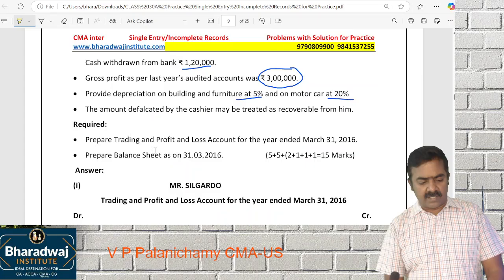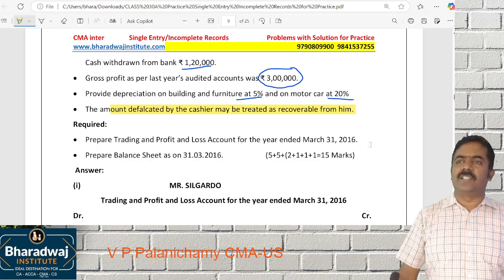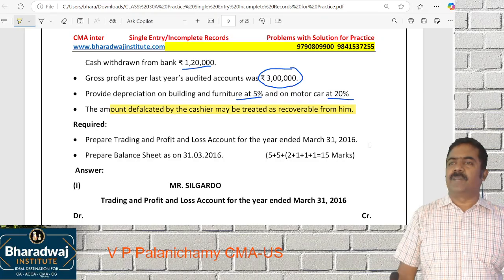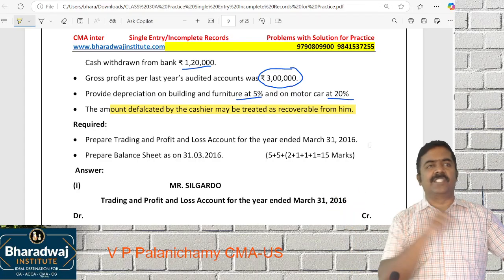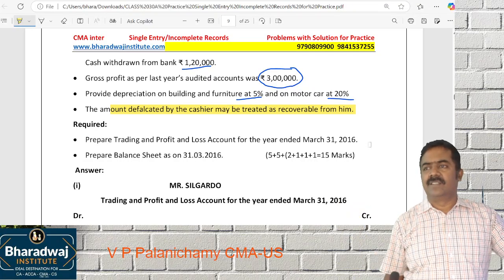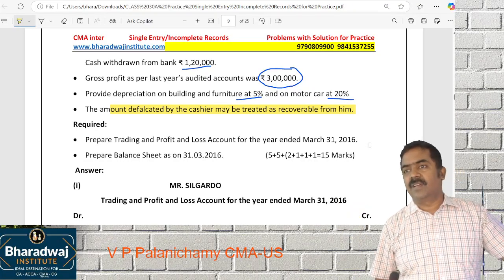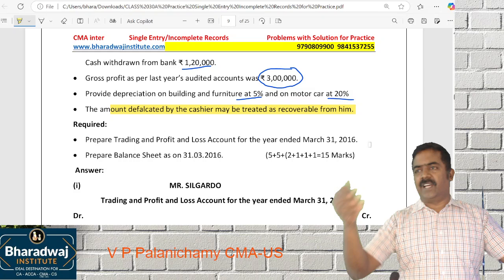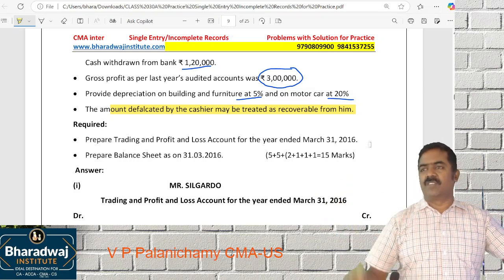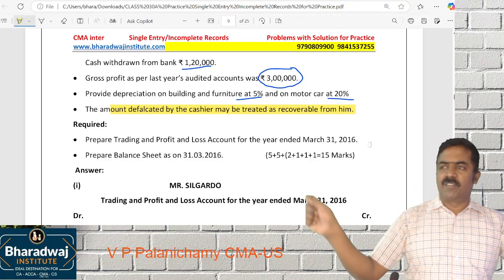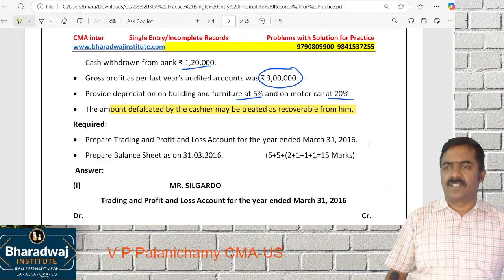Recoverable from him. So will you show it as a loss in the P&L account or treat it as an asset in the balance sheet? We have done one problem in regular class: cash lost, we took it as a loss in the P&L account. Here, what is said? Take it as amount recoverable from him. So cash missing, we have to find out and take it as what? Asset. It says amount recoverable, which means recoverable from the cashier, so we will show it on the asset side.